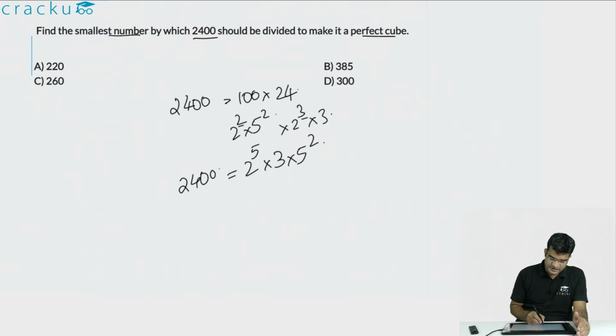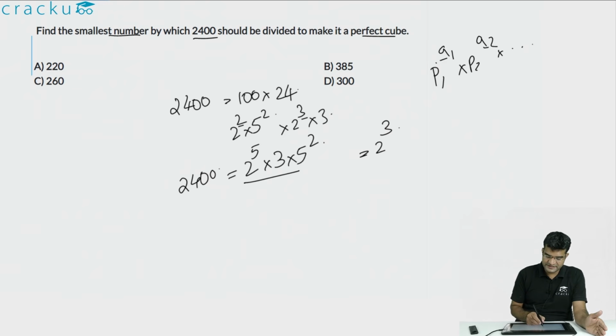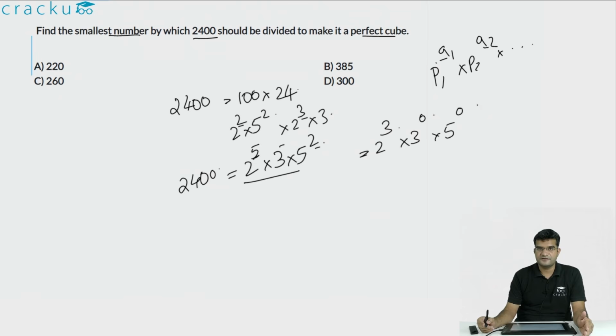What we are required to find out is by what number should this be divided to make it a perfect cube. If you are having a perfect cube, which after you factorize is of the form p1 to the power a1 into p2 to the power a2 into ..., all the powers should be multiples of 3. That is the definition of a perfect cube. So in this particular case, 2400 should become equal to 2 to the power 3, which is the largest multiple of 3 which is less than 5, into 3 to the power 0 into 5 to the power 0, because you want all the powers of 3, 2 and 5 to be multiples of 3.